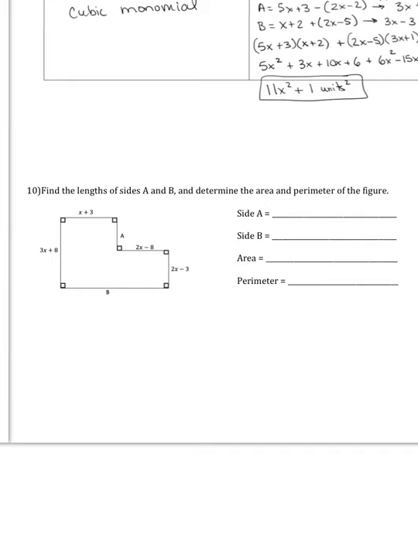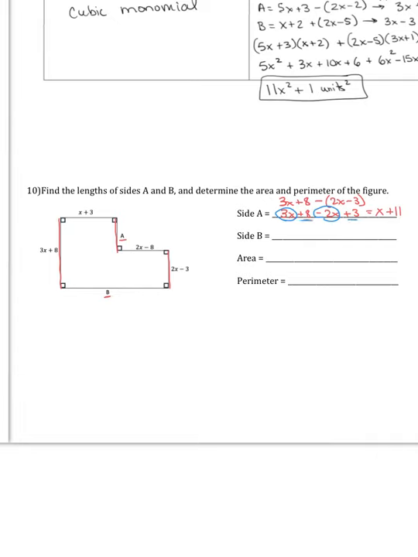So for number 10, we are going to first find side A, and then we'll find side B. For side A, because we're trying to find this shorter length that is related to this longer and this shorter length, we will have 3x plus 8 minus 2x minus 3, giving us 3x plus 8 minus 2x plus 3, and that will give us x plus 11. Okay, because we've got our like terms.